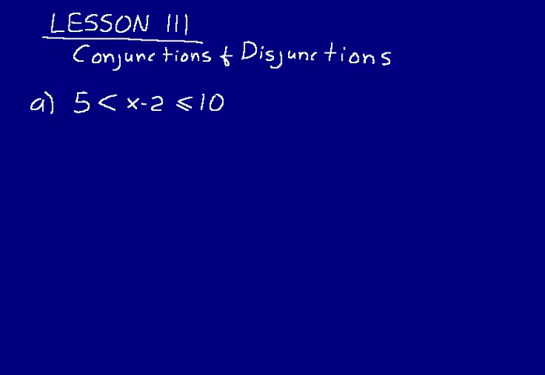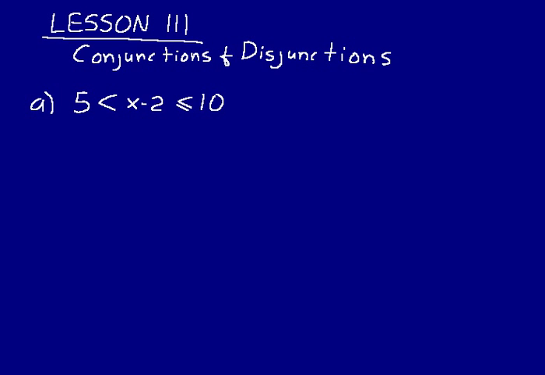Lesson 111 is about conjunctions and disjunctions. Now you learned about conjunctions way back in lesson 46, and it's basically a combination of inequalities where you have boundaries and you shade in between those boundaries. And in lesson 46 we talked briefly about what a disjunction was. Basically they go in opposite directions.